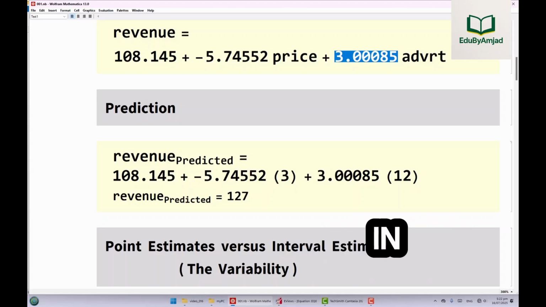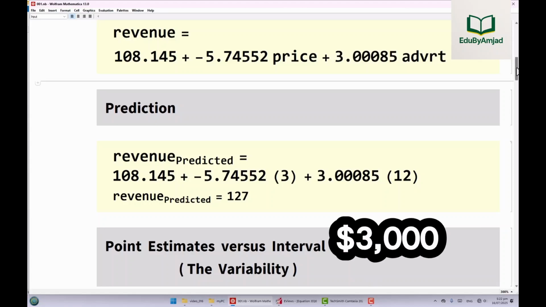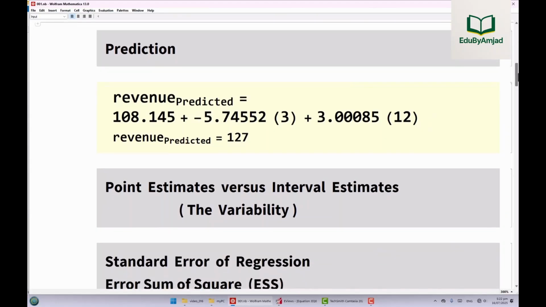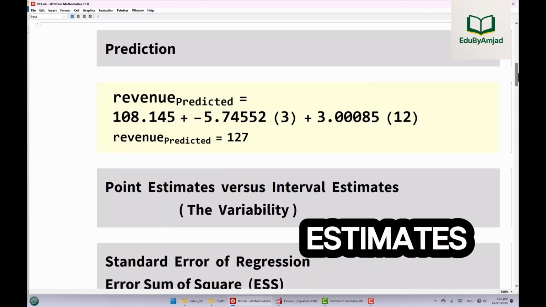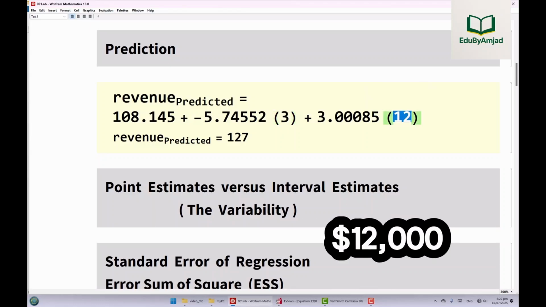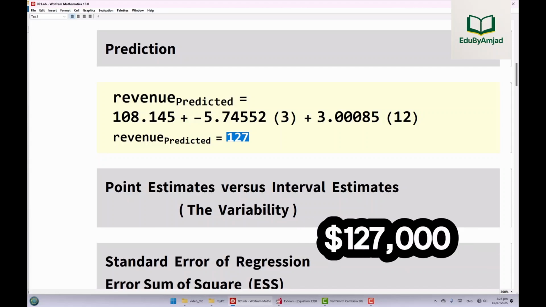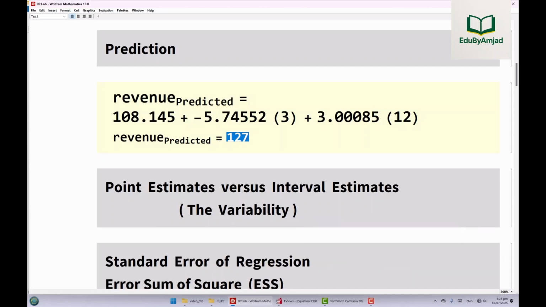Likewise, an increase in advertising expenditure of $1,000 per month will increase monthly revenue by $3,000. We can use these estimates for prediction. For example, as shown here, for a price of $3 and advertisement of $12,000, the predicted monthly revenue is $127,000.